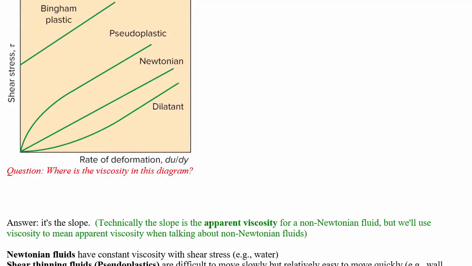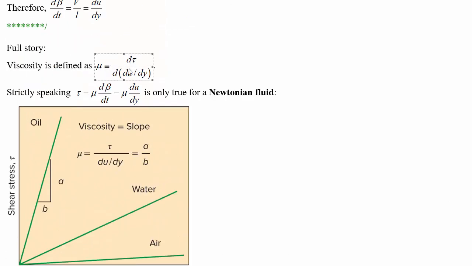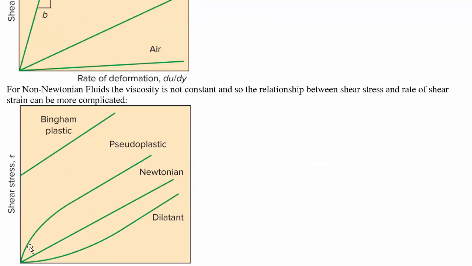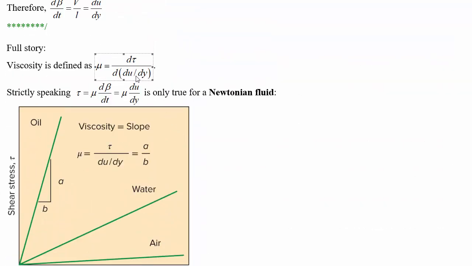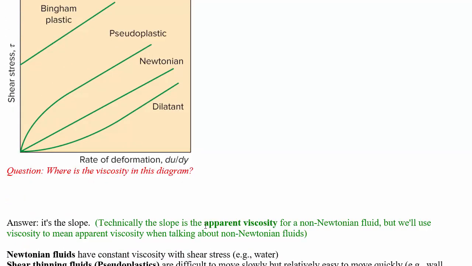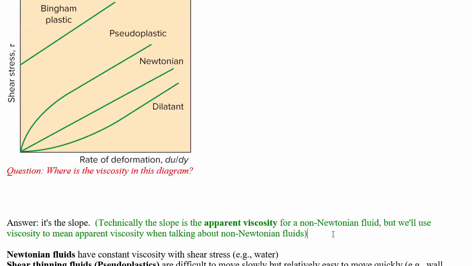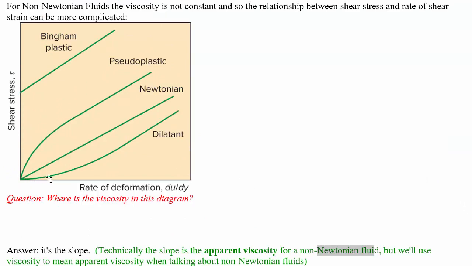Well, it's the slope. So the viscosity up here was the slope, and if we're looking at a diagram of shear stress versus rate of shear strain, viscosity is the derivative of the thing plotted on the vertical axis with respect to the thing plotted on the horizontal axis, so it's just the slope in these diagrams. Now, strictly speaking, what we're talking about here is really called the apparent viscosity. If we're looking at these non-Newtonian fluids, viscosity is only defined for Newtonian fluids if you want to be really pedantic about it. So anyway, viscosity is the slope of these diagrams.